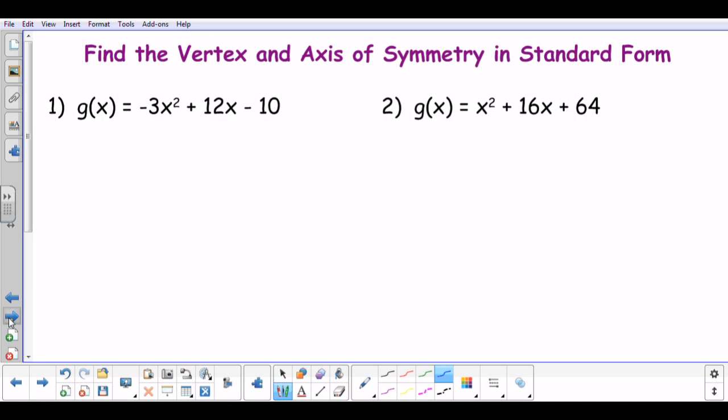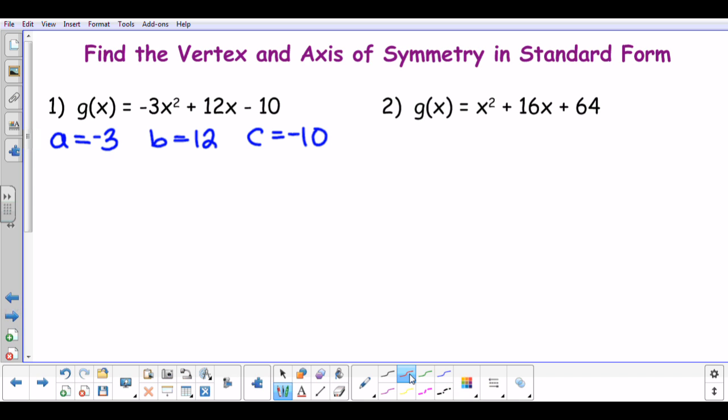So here in 1, I have g of x equals negative 3x squared plus 12x subtract 10. So I want to make sure it is in standard form, and it is. So the first thing I want to do now is to identify the a, the b, and the c. So my a is always with the x squared, so in this case my a will be negative 3. The b is always with the x, and that will be 12. And the c is always the constant term with no variable, and that would be negative 10.